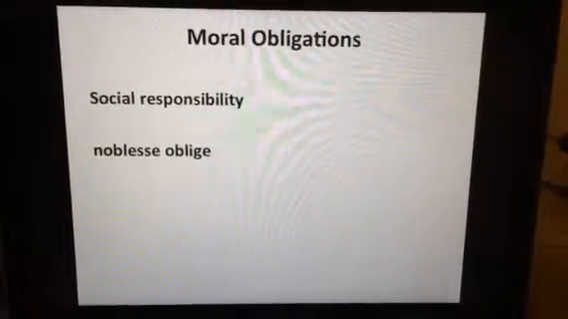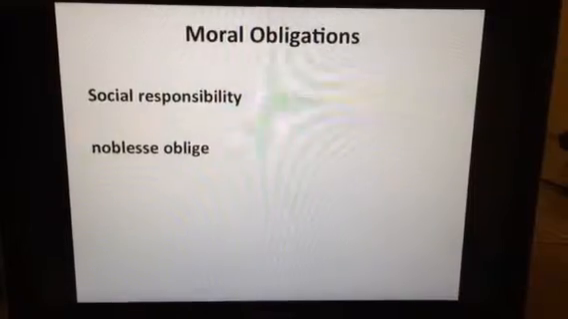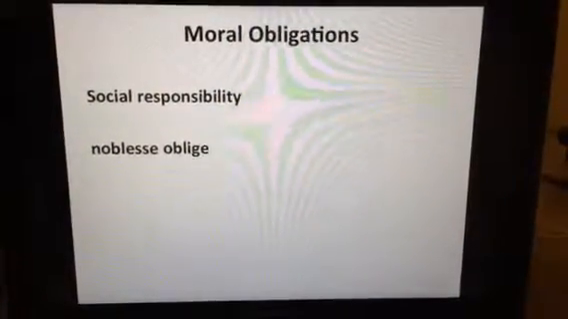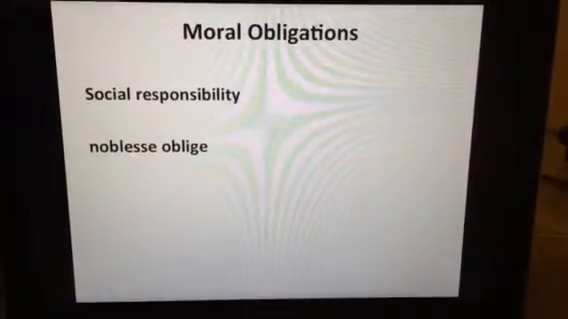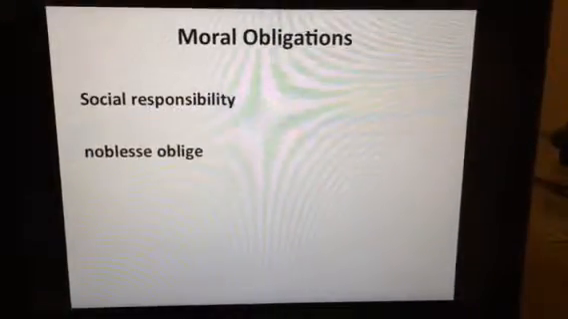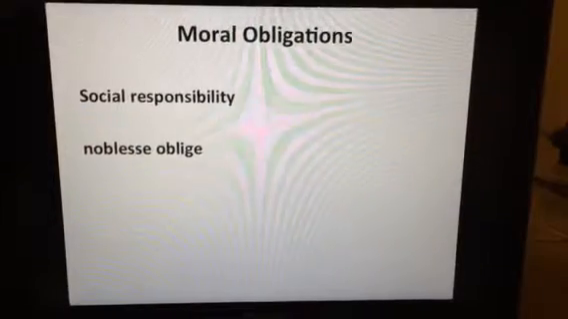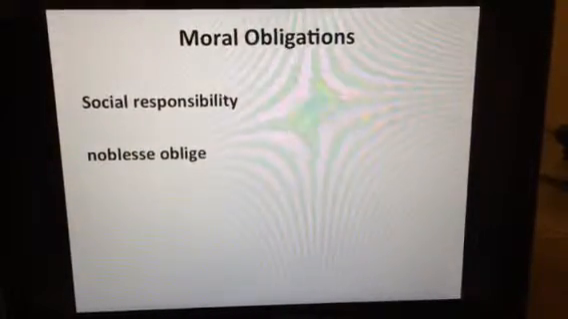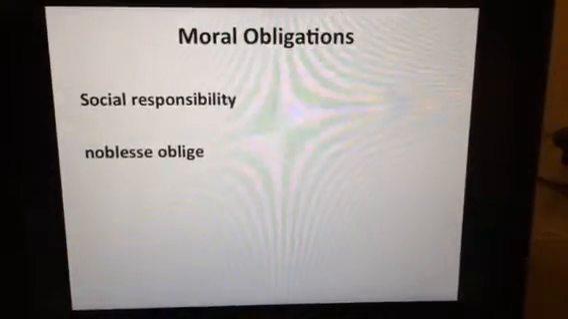The last ethical issue is moral obligations. The concept of social responsibility refers to the idea that business people should consider the social consequences of economic actions when making business decisions, and that there should be a presumption in favor of decisions that have both good economic and social consequences.